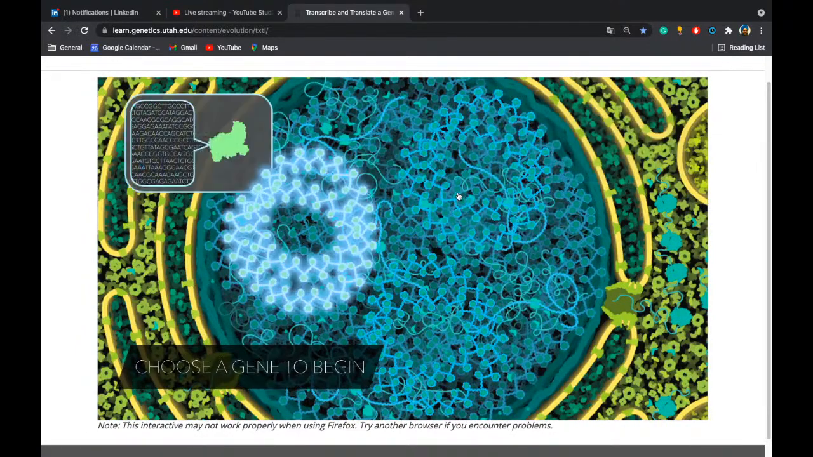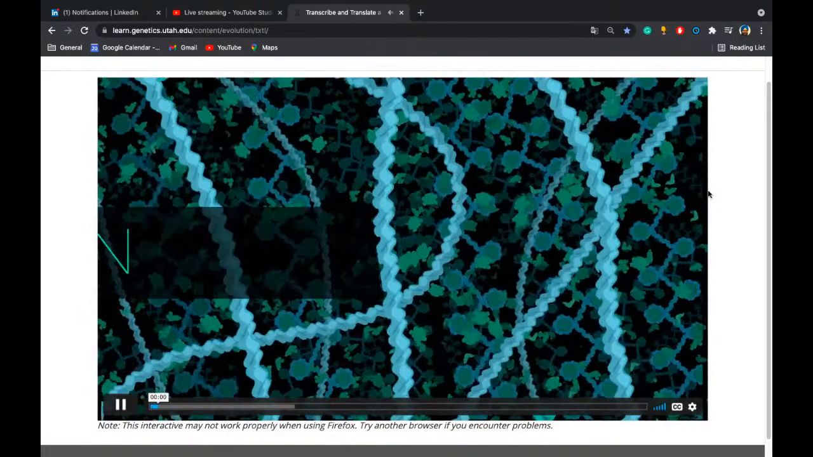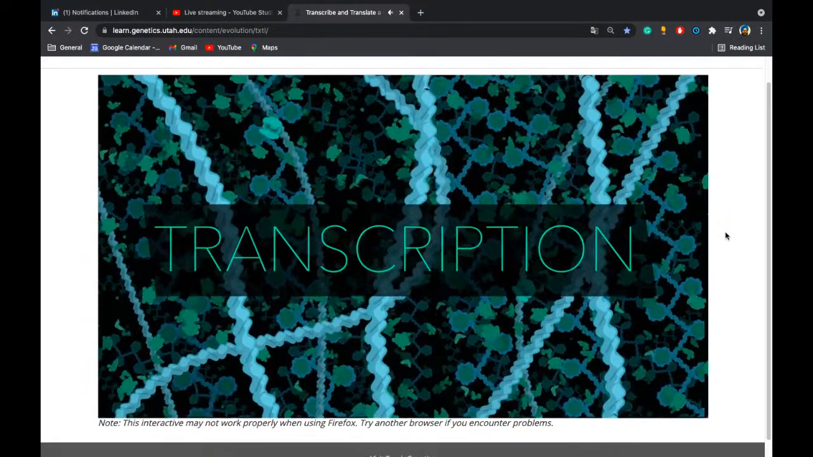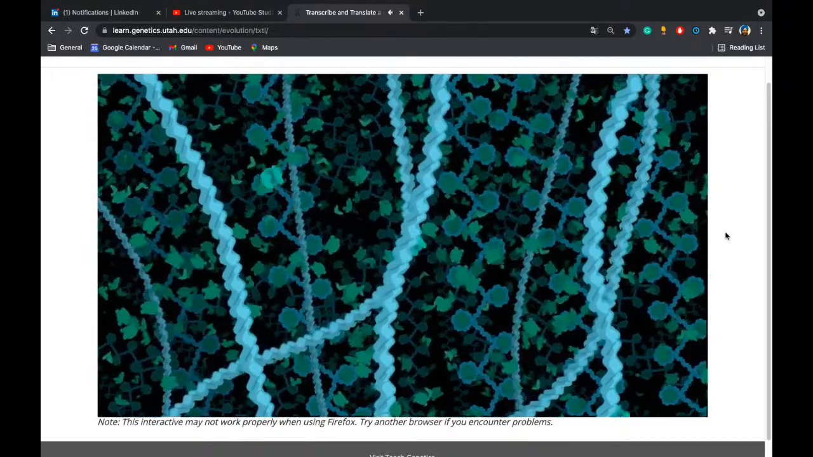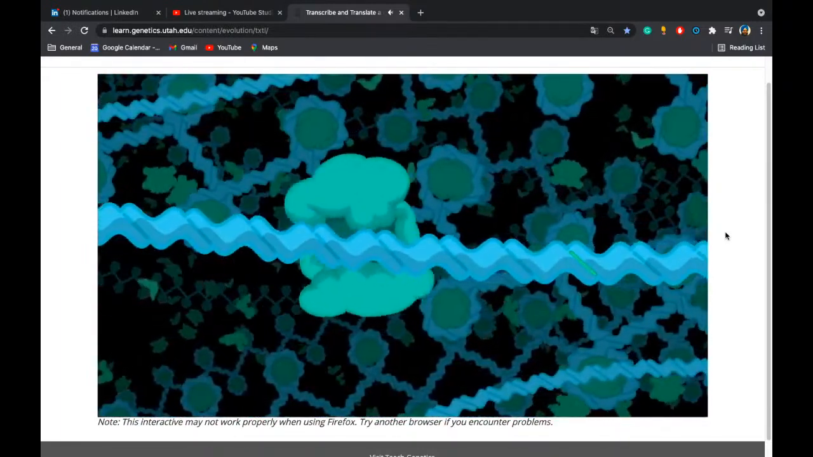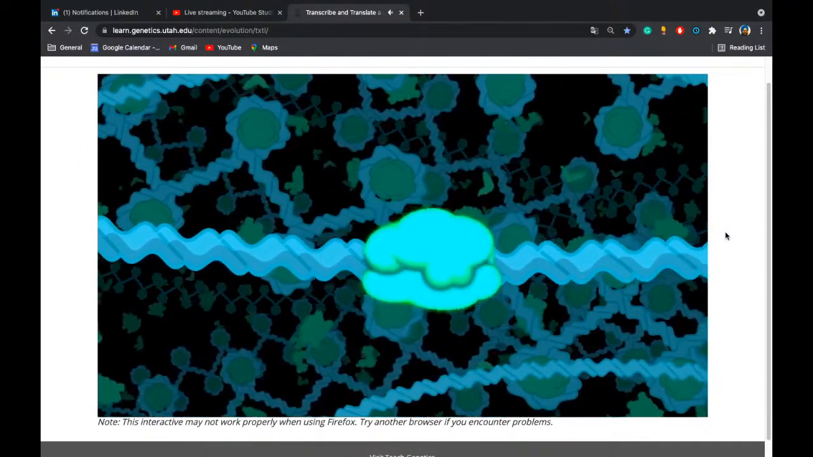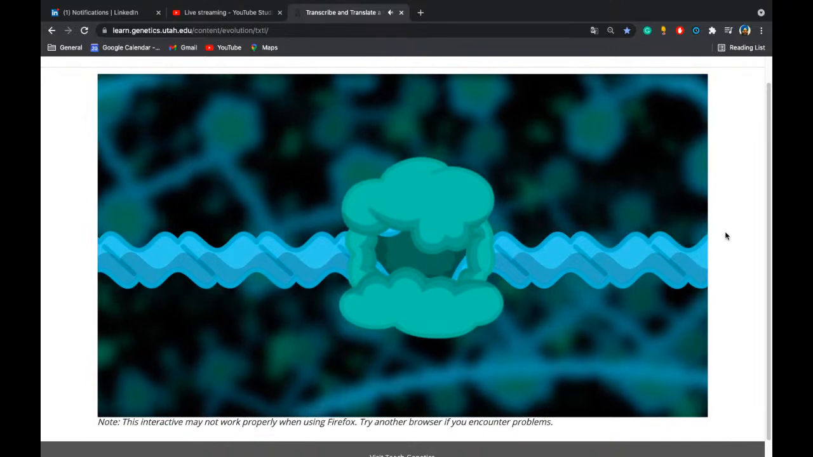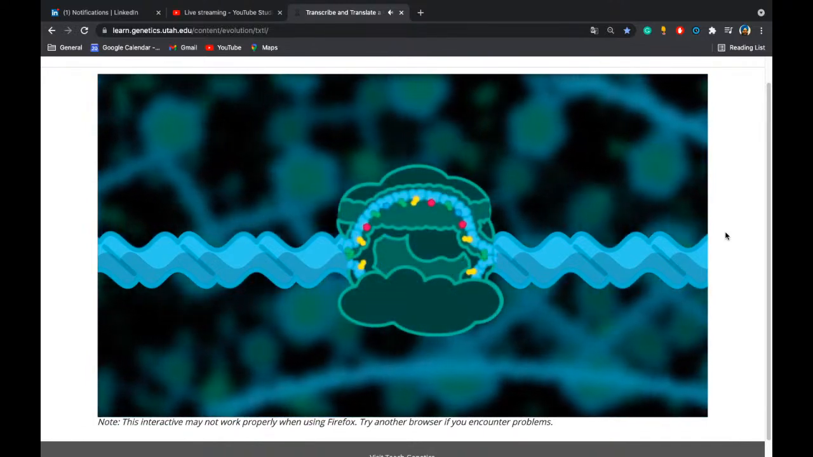Now we will choose a gene, any gene. Inside the nucleus, RNA polymerase attaches to a gene. It separates the two complementary DNA strands, exposing the gene's unique sequence of bases.